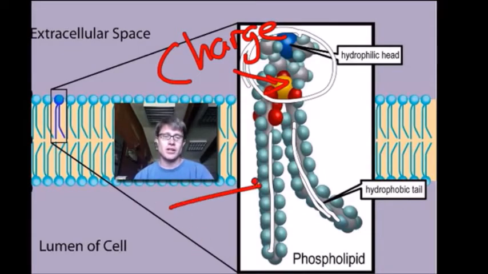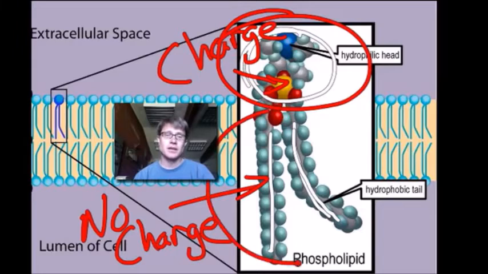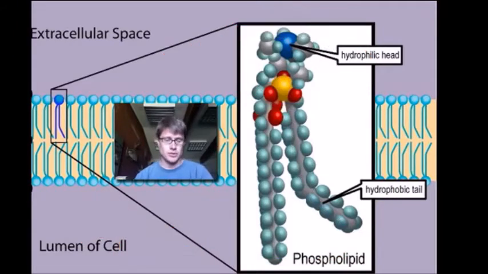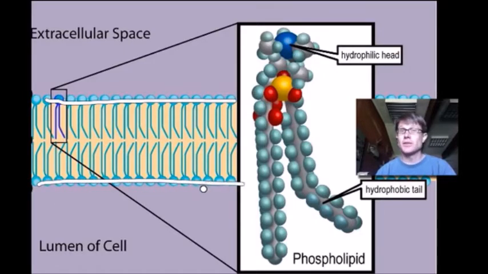So this is charge, and then there's no charge on the inside here. Or another way to think about that is this head is going to be polar, and the tail is going to be non-polar. So what does that mean? All of the heads will line up next to each other. All the polar parts of the phospholipids are, and so the surface of a cell membrane is going to have a charge, and then on the inside there's going to be no charge.